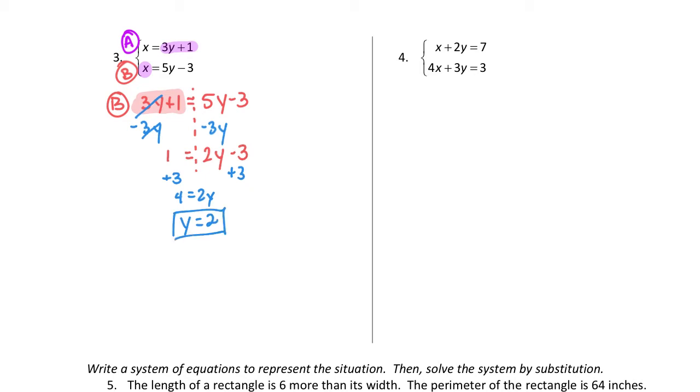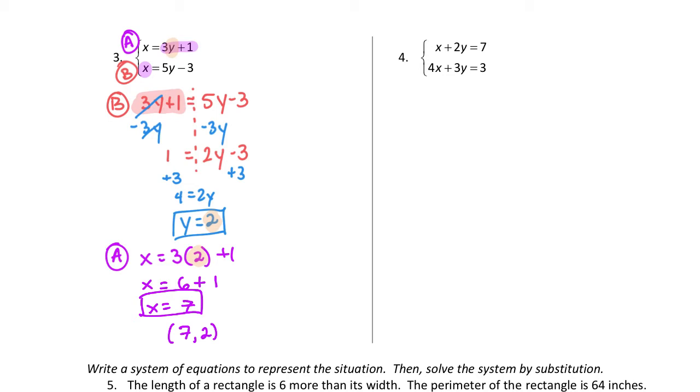Next step is we're going to take that 2 and we're going to substitute it back into the other equation. So since we just used equation B, we're going to take that 2 and substitute it into equation A. So I get x equals 3 times 2, there's the substituted value, plus 1, and that's going to give me x equals 6 plus 1, so x is going to equal 7. So my possible answer, it's only possible, now be careful not to switch these up, x is 7, y is 2. So my possible answer is 7, 2.